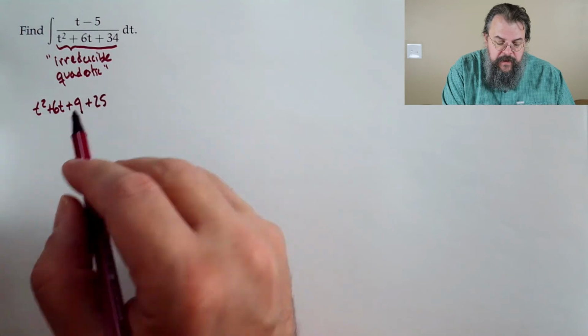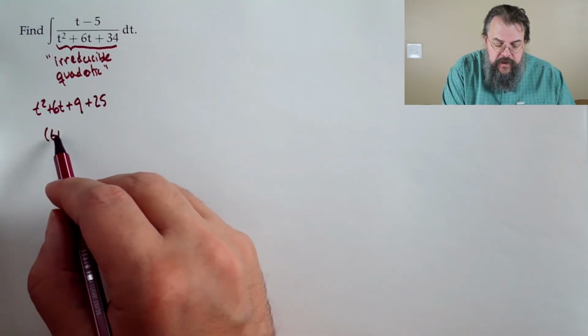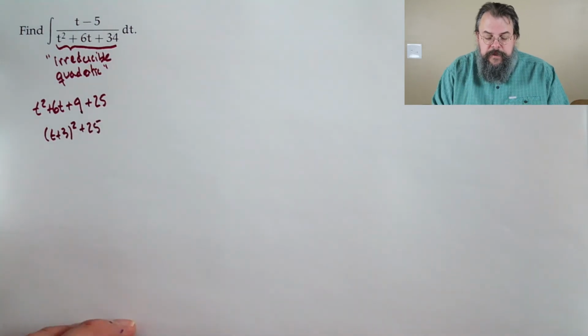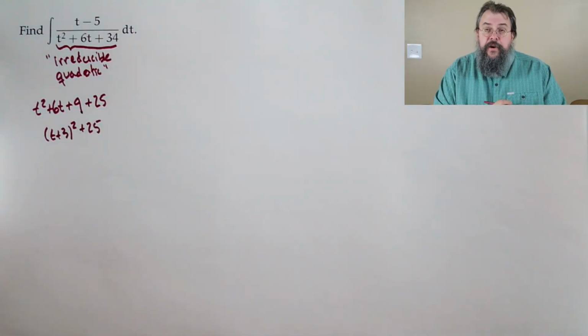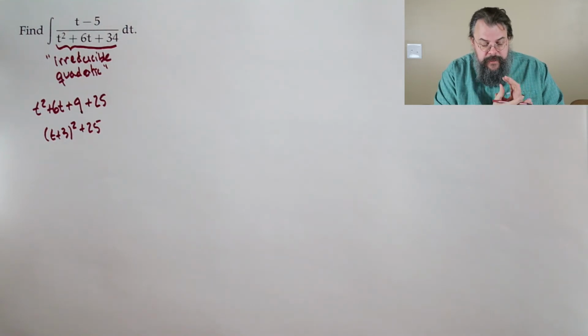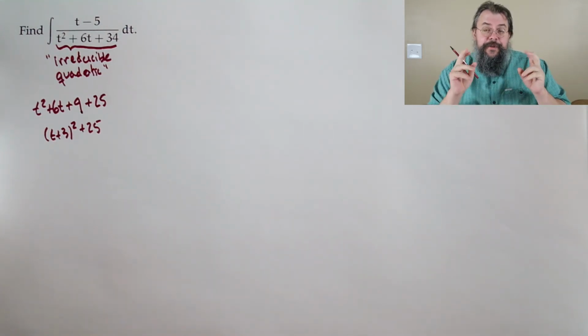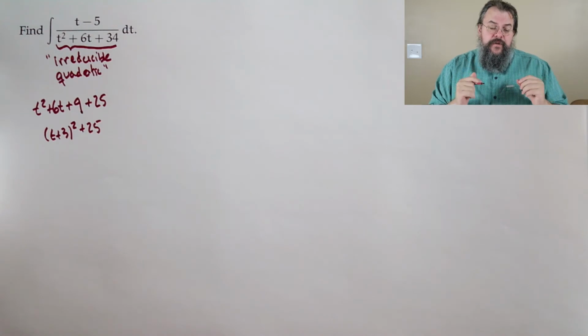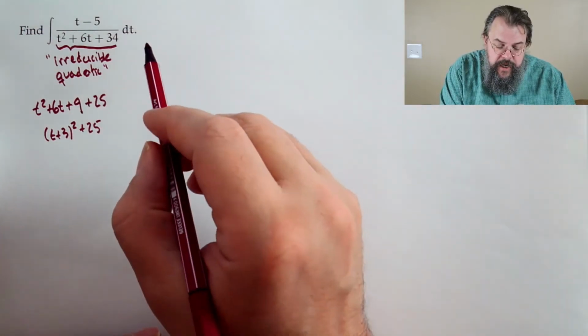Okay. So the denominator is really (t+3)^2 + 25. Now, here's where we're going to do a slight little trick. And our slight little trick is to say, t is not really how we should look at things. We should look at the world through a t+3 lens.